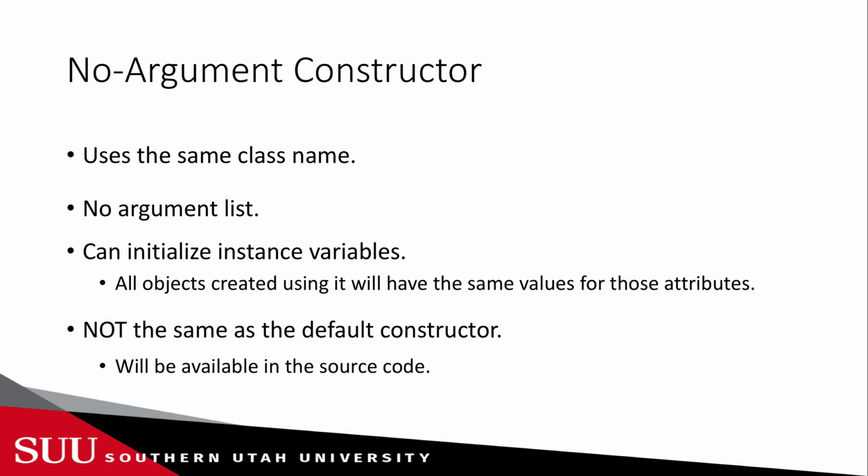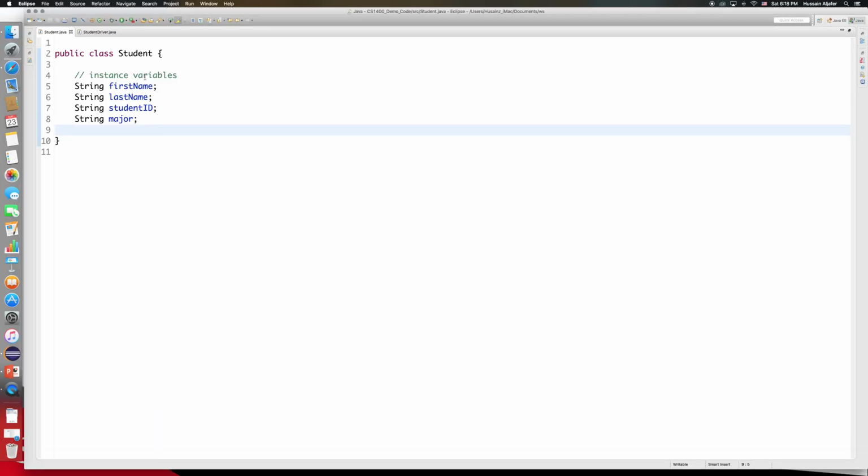We have what we call the no argument constructor. We'll use the same class name, and will not have any arguments in the argument list. This can initialize instance variables, and all objects created using this constructor will have the same values for those attributes. Now this is not the same as the default constructor. This will be available in the source code. This will be created by the programmer, not by the Java compiler. So let's go ahead and create one.